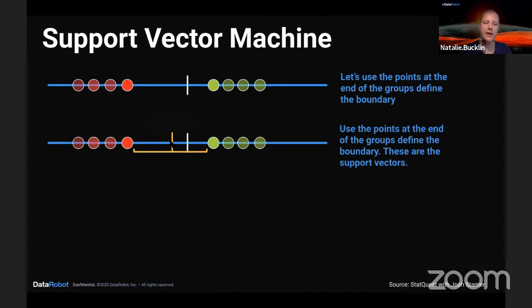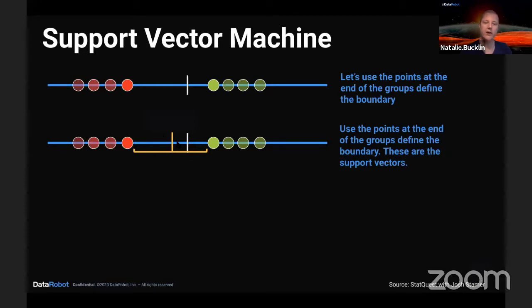We can see that it's a little bit different from the white boundary that we originally had. But this yellow boundary is more equidistant in between these red and green points. And we can now say everything that's to the right of this yellow boundary is supposed to be green, and everything that's to the left of this boundary is supposed to be red.